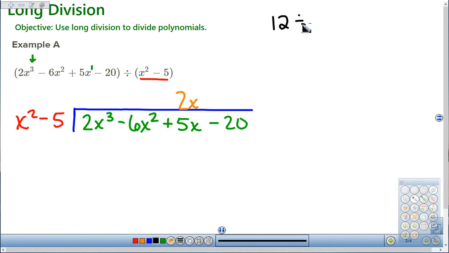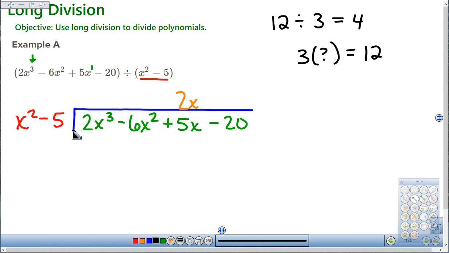Instead of doing 12 divided by 3 equals 4, I think of it as 3 times what gives me 12. So I kind of do a multiplication in some ways in my head. And so I would say x squared times what gives me 2x cubed. That answer would be 2 to get that 2, and then an x so that my x squared can become x to the third. Either way is fine. Once you have that number up here, you need to take this and multiply it by x squared. So 2x times x squared should give you 2x cubed.